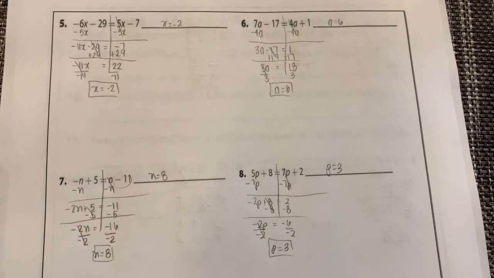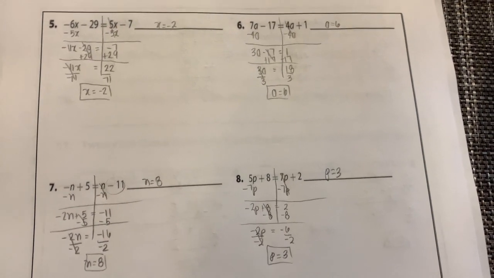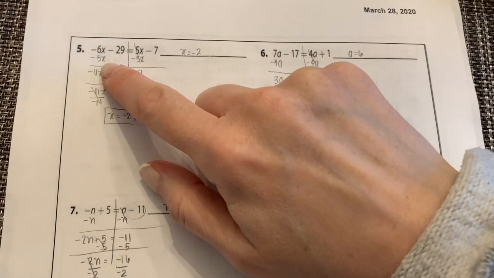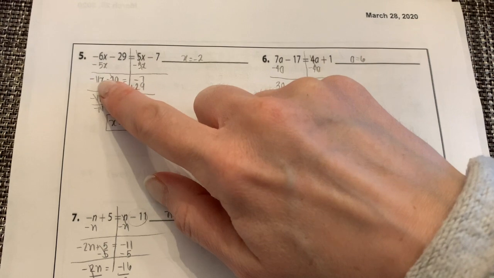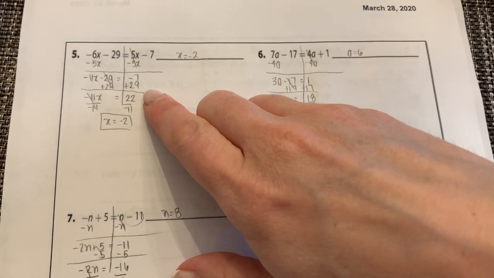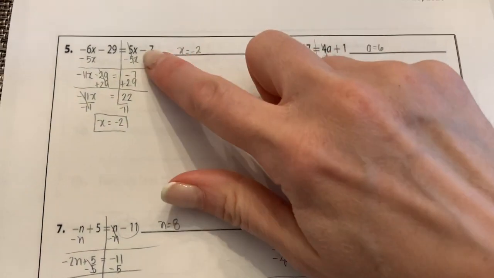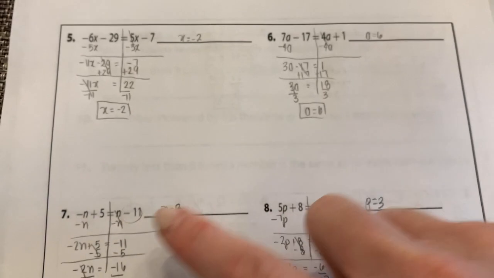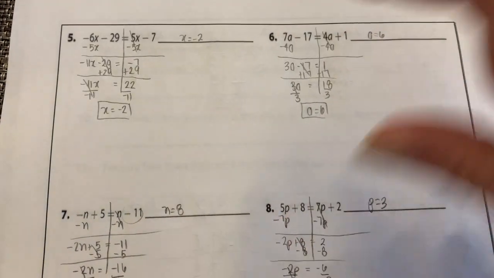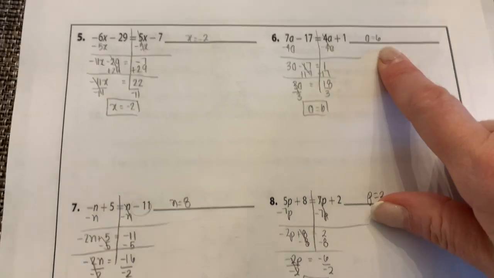Okay, here are the solutions. For number 5, we find that x is equal to negative 2. We subtracted the negative 5x from both sides. Careful of the double negatives here. It gives you negative 11x, and we end up with x equals negative 2. Remember to be careful if you have a negative in front of these constants here. You have to bring those down. For number 6, I got a equals 6. This one was pretty simple.